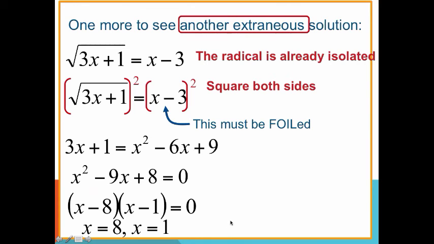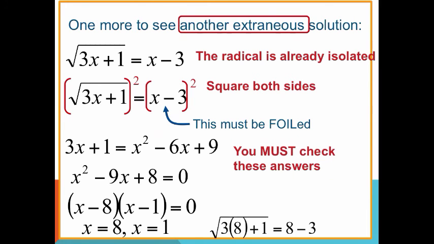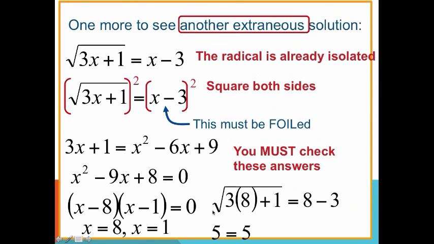Don't forget, you should check these answers and make sure they're correct. So I plug back into my original equation, and I plug in my 8 first. I'm going to get the square root of 3 times 8 plus 1, and that turns into 8 minus 3, and then this is going to be 5 equals 5. Therefore, it checks out, and 8 is definitely a solution. So I'm going to go ahead and box it right now. x is a solution of 8.